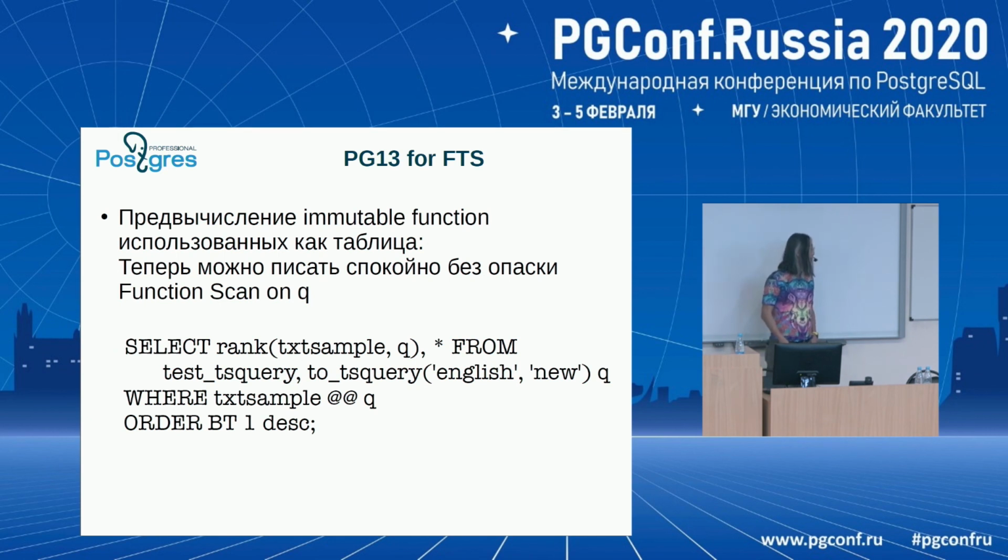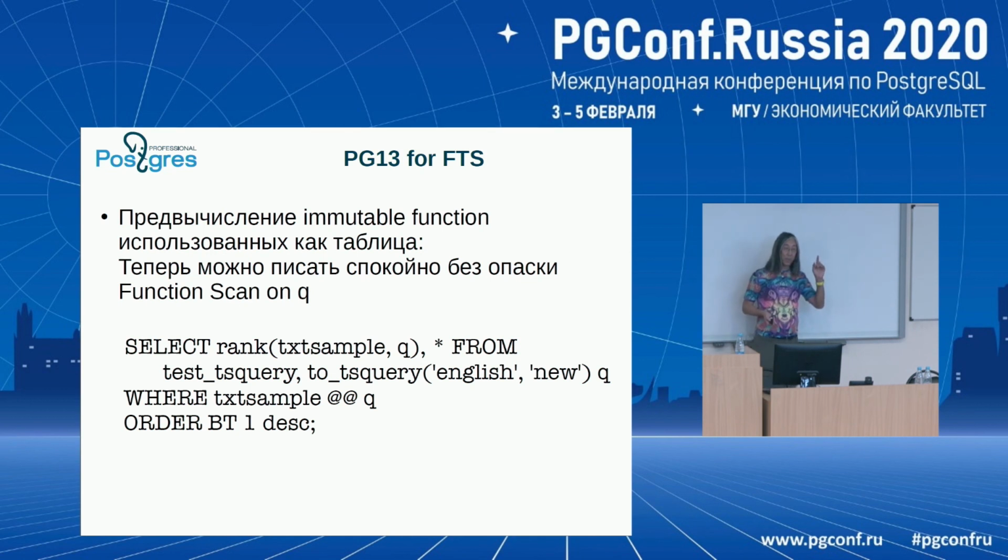And in version 13, there are two new nice things. Now you can write a query like this: select from, and then the test query, Q, and you can use this Q everywhere. Before version 13, it was a problem. Instead of Q, we had to repeat this query everywhere, and so on and so forth. And now you can use an alias and use this one.